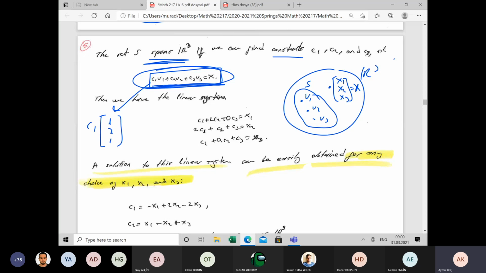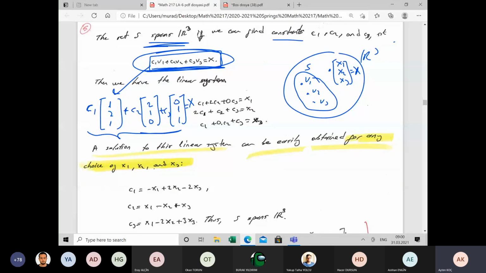So this one gives, applying the scalar multiplication and the sum of the vectors, one matrix. Which one? Yes: C1 plus 2C2, 2C1 plus C2 plus C3, and the next one C1. This one gives, sorry, wait please.